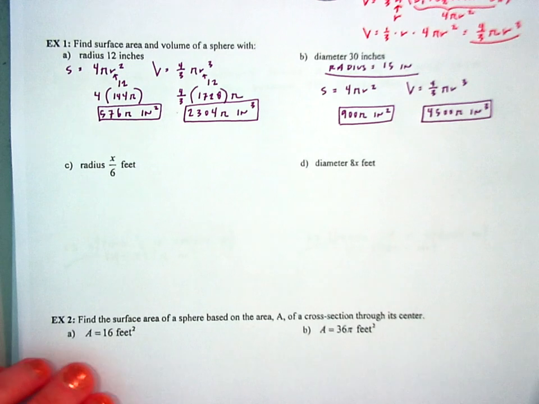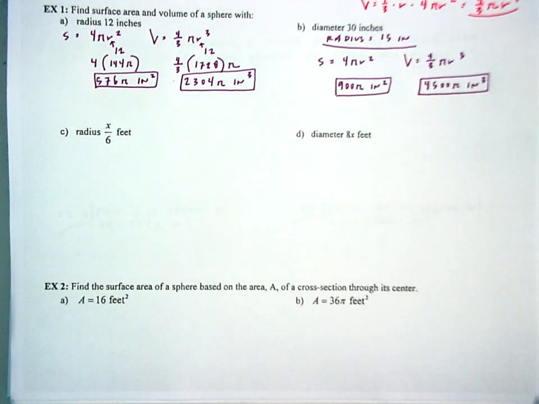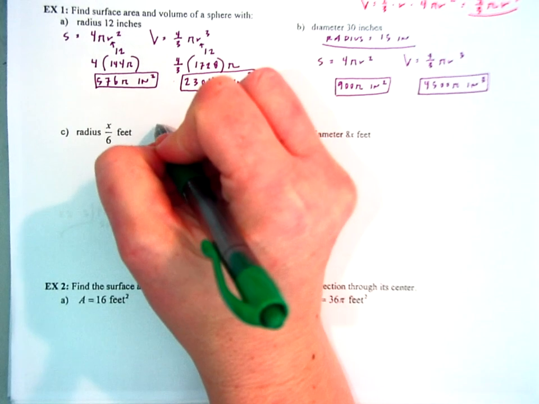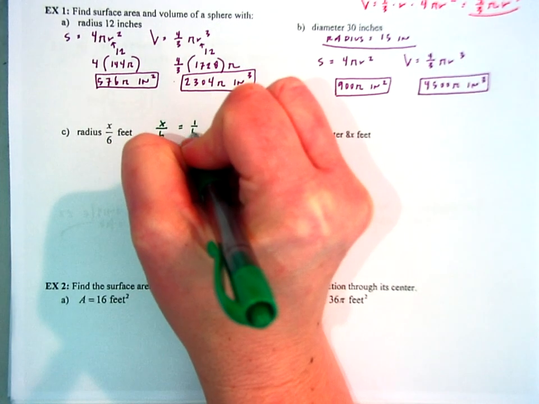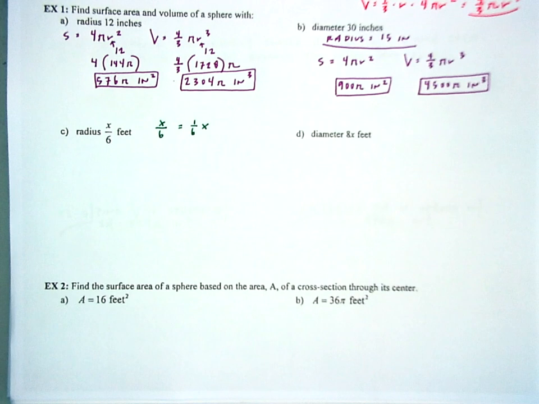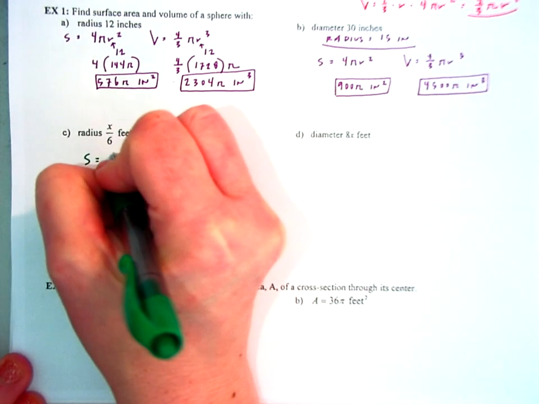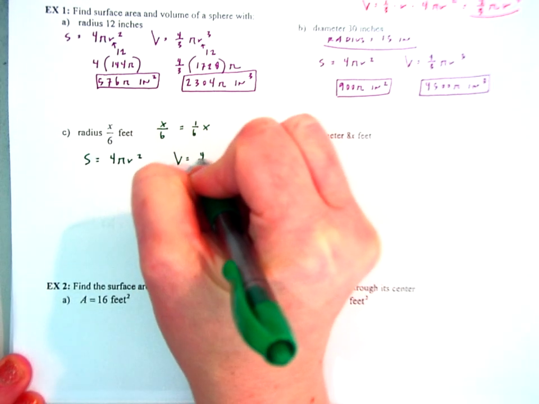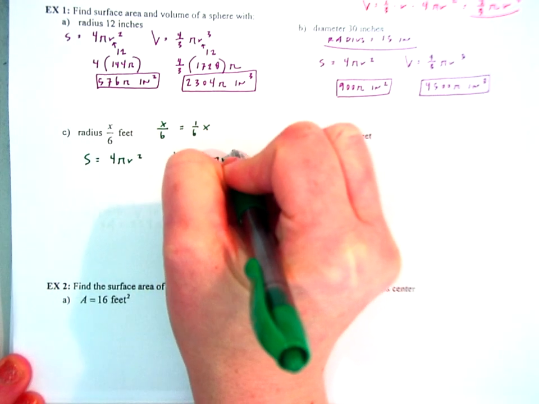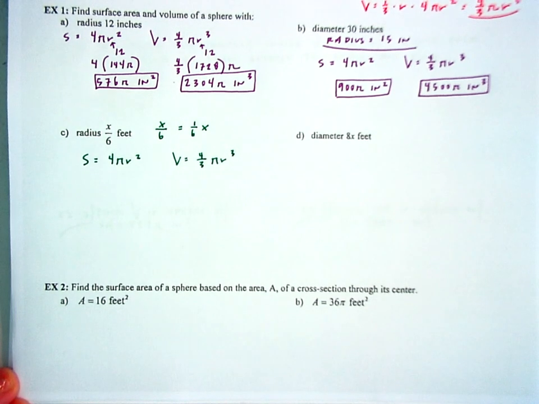All right, next up, the radius is x over 6. That's the same as writing that as 1/6 of x. So I want to make sure you see that clearly. X over 6 is the same as 1/6 of x. Okay, so surface area, let's lay out the formula. So 4 pi r squared, and volume is 4/3 pi r cubed. So we're just plugging in that x over 6 or 1/6 x into our radius.